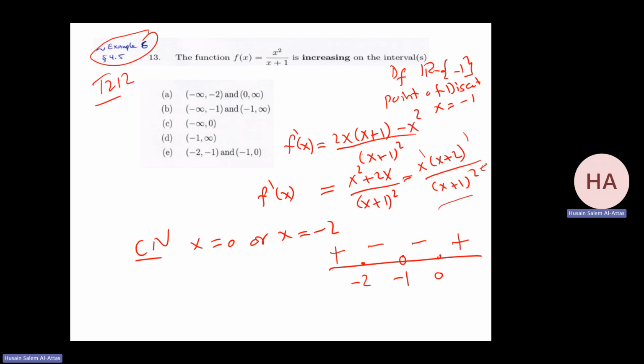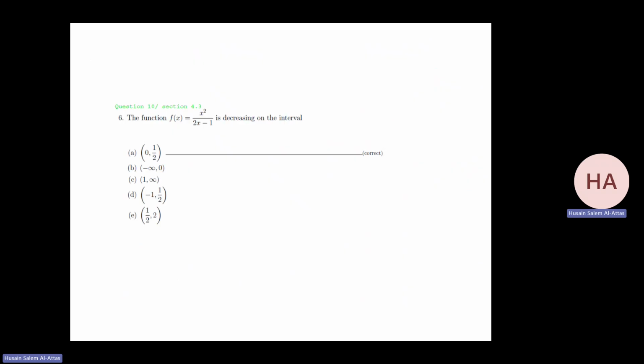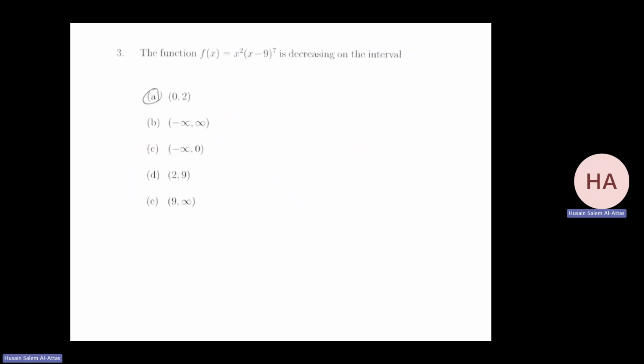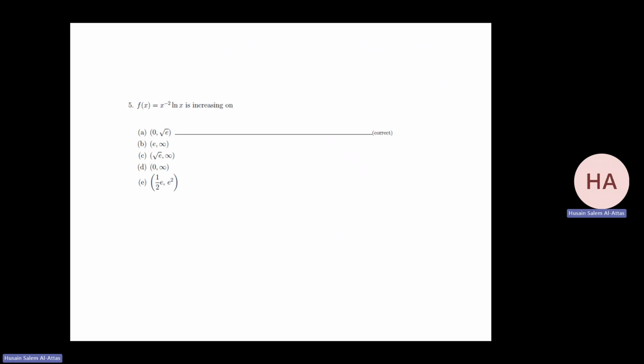Or you can take test values at each interval. So what they want is increasing, from where to where? From minus infinity to minus 2, and from 0 to infinity. So this is going to be my answer. Yeah. This function, same thing. Yeah, different function. We have a different function.